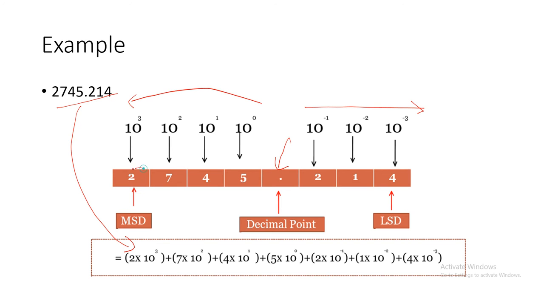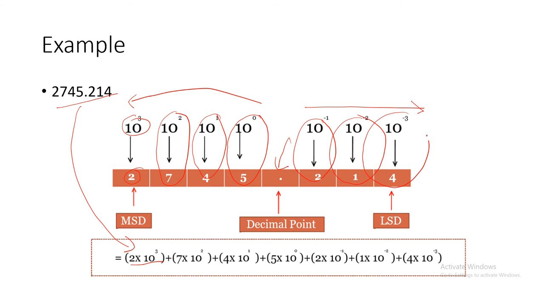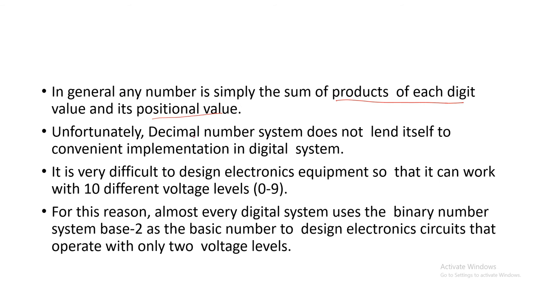So it is 2, its positional value is 10 to the power 3. So it is equivalent to 2 into 10 to the power 3. And again the sum of 7 into 10 to the power 2, again the sum of 4 into 10 to the power 1, again the sum of 5 into 10 to the power 0, again the sum of 2 into 10 to the power minus 1, again the sum of 1 into 10 to the power minus 2, and again the sum of 4 into 10 to the power minus 3. So it is the sum of digits and their positional values that represents the number.